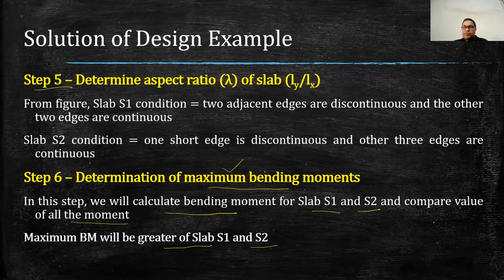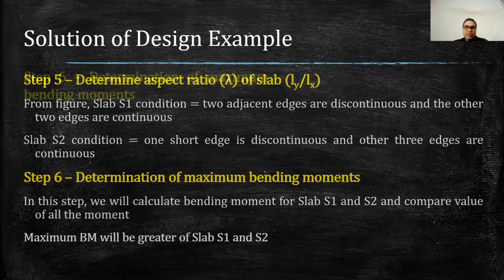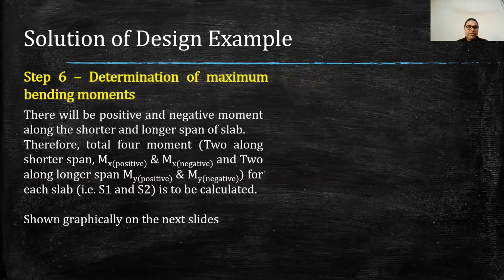First we will see what different types of bending moment will occur in these two types of slab. Basically there will be positive and negative moments along the shorter and longer spans of the slab, and therefore a total of four types of bending moment. Two along the shorter span, named mx positive and mx negative, and two along the longer span, named my positive and my negative. How they will look and where they occur, I will show graphically.